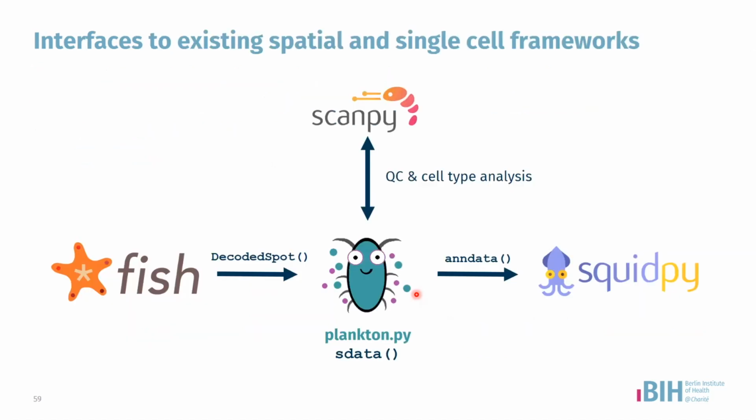It interfaces into the existing ecosystem of tools quite well. The input format is decoded spots from the Starfish pipeline, but any sort of matrix which defines the gene and X and Y location can be easily converted into this decoded spot format. Then it interfaces with ScanPy for some QC and cell type analysis. And we can also export the Plankton.py data objects into SquidPy for downstream cell-based analysis.